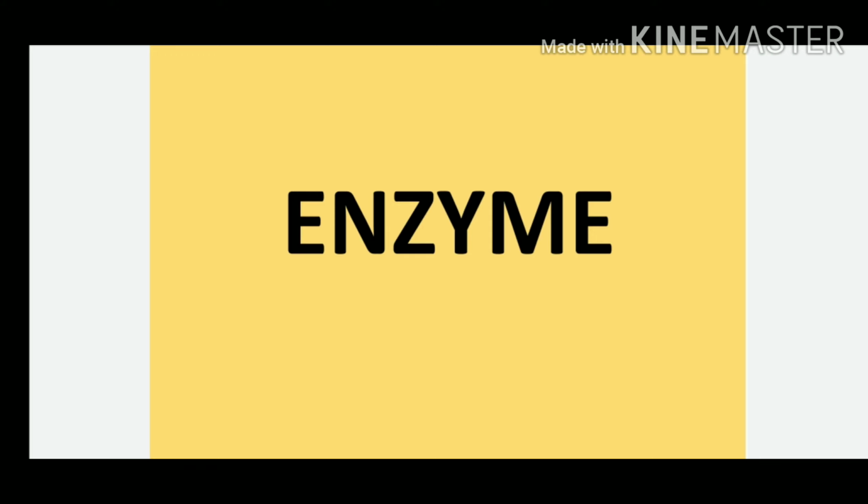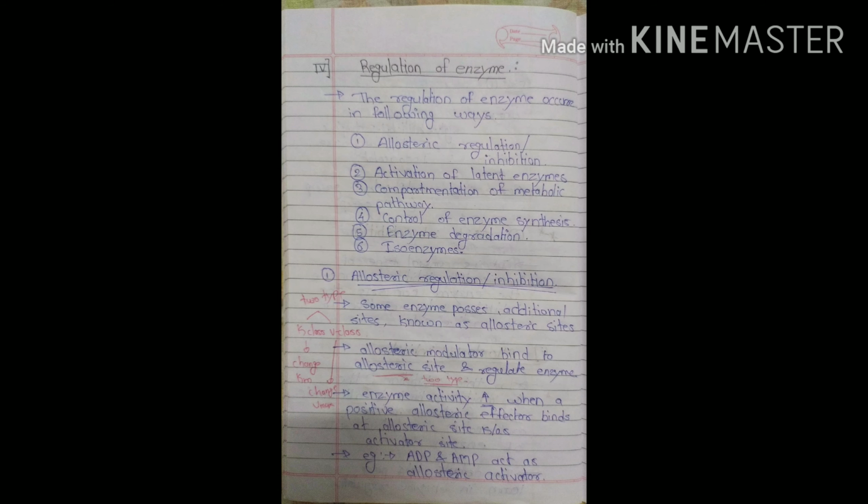We cover two topics: regulation of enzyme and therapeutic and diagnostic application of enzyme and isoenzyme. Fourth topic is regulation of enzyme. In regulation of enzyme, the enzyme activity is regulated by 6 ways: allosteric regulation, activation of latent enzyme, third is compartmentation of metabolic pathway, fourth is control of enzyme synthesis, fifth is enzyme degradation, and sixth is isoenzyme. We discuss each of them in detail.